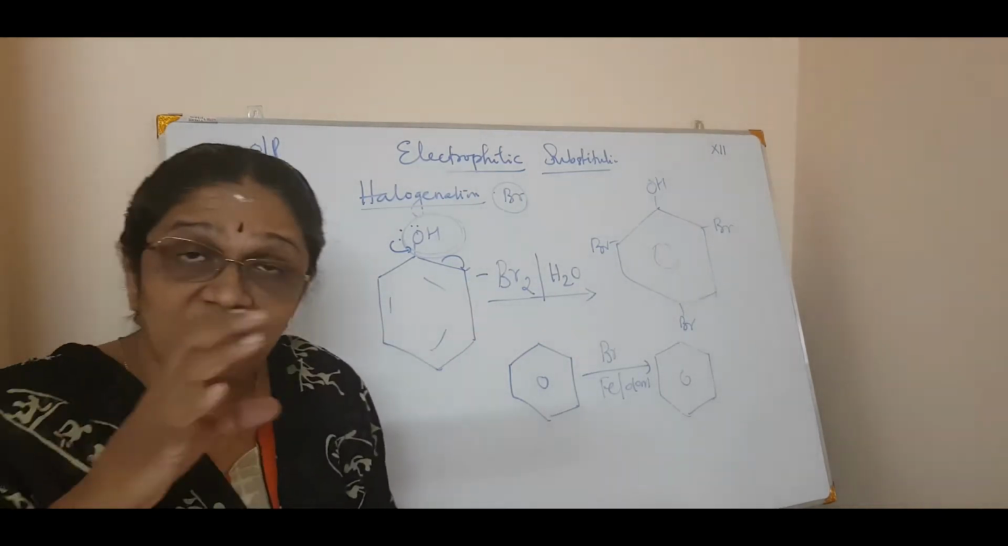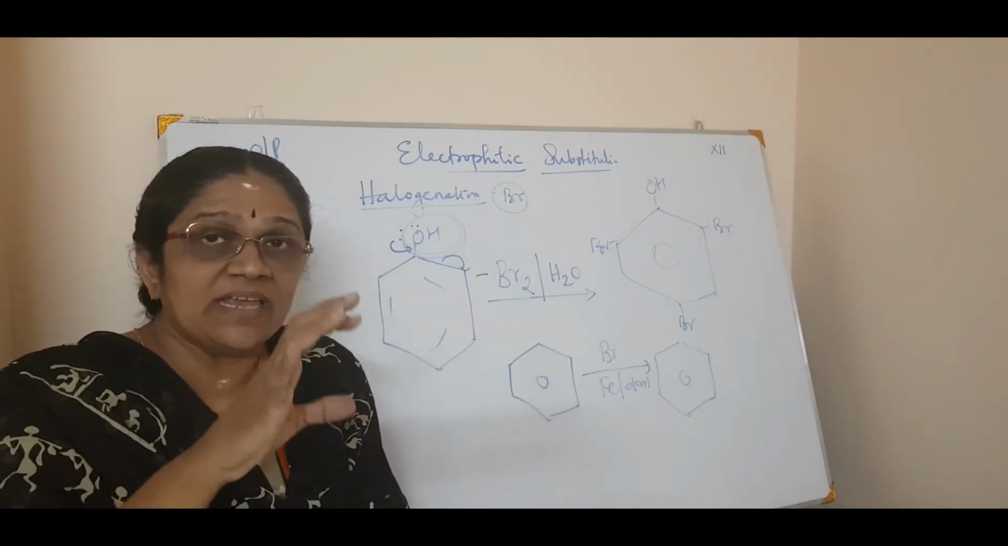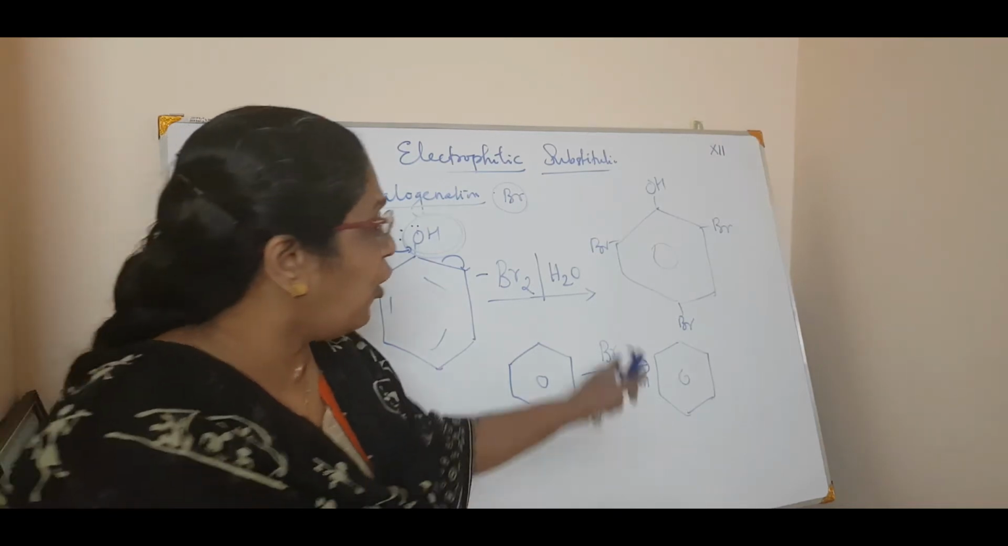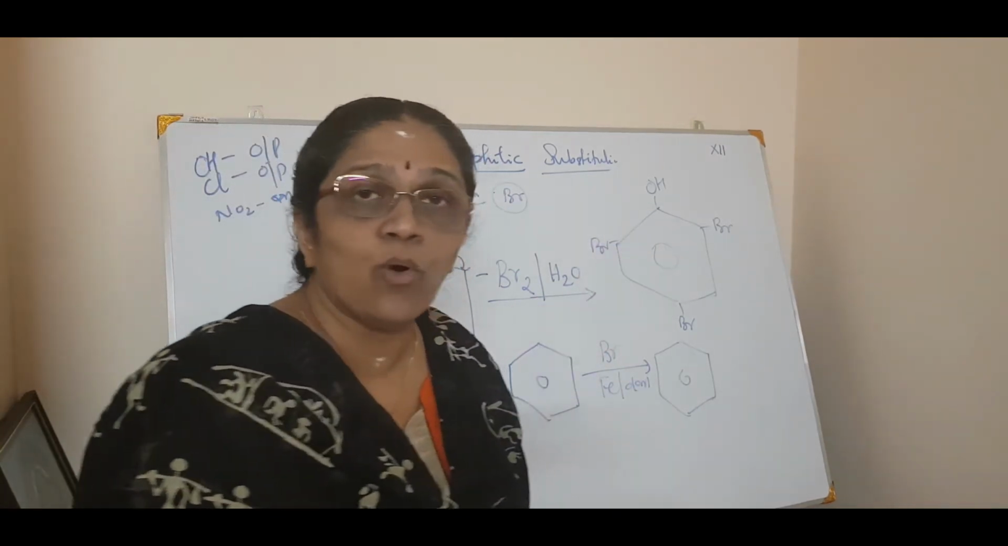So bromine will get attached, 3 bromines will get attached at a time to form 2, 4, 6-tribromophenol.